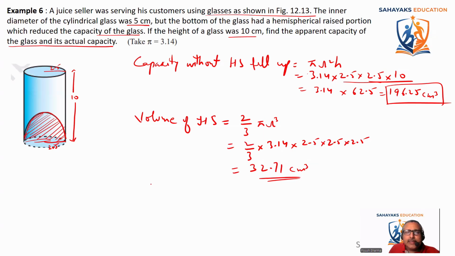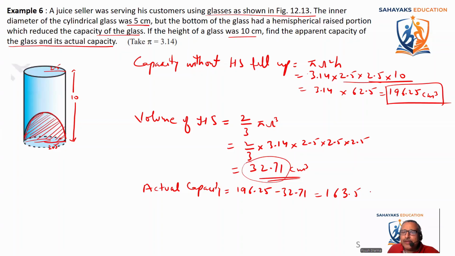So if we take the actual capacity, this is something which is showing that he is giving, but actually not giving. So actual capacity is equal to 196.25 minus 32.71, which comes out to be 163.54 centimeter cube. This is the capacity.